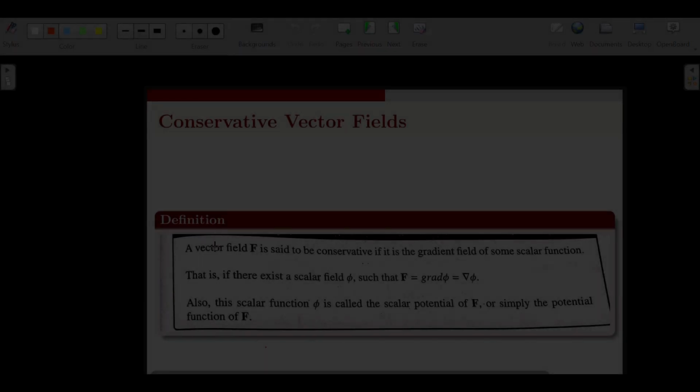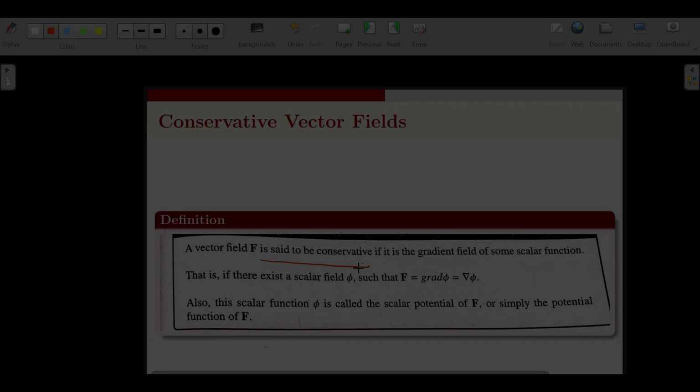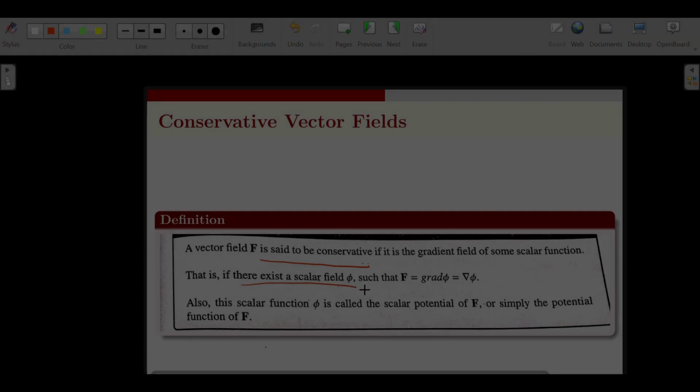A vector field F is said to be conservative if it is the gradient field of some scalar function. That is, we say that a vector field is conservative if there exists a scalar field, say phi, such that F is the gradient of that particular scalar function. That is, F is equal to the gradient of some scalar function phi. Then we say that F is conservative.